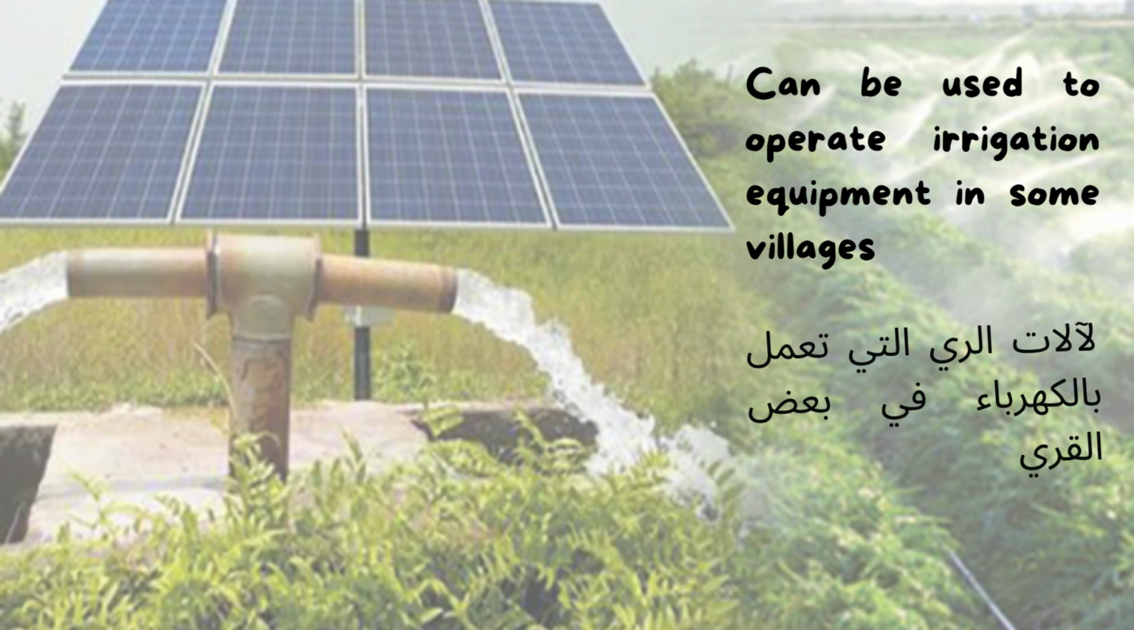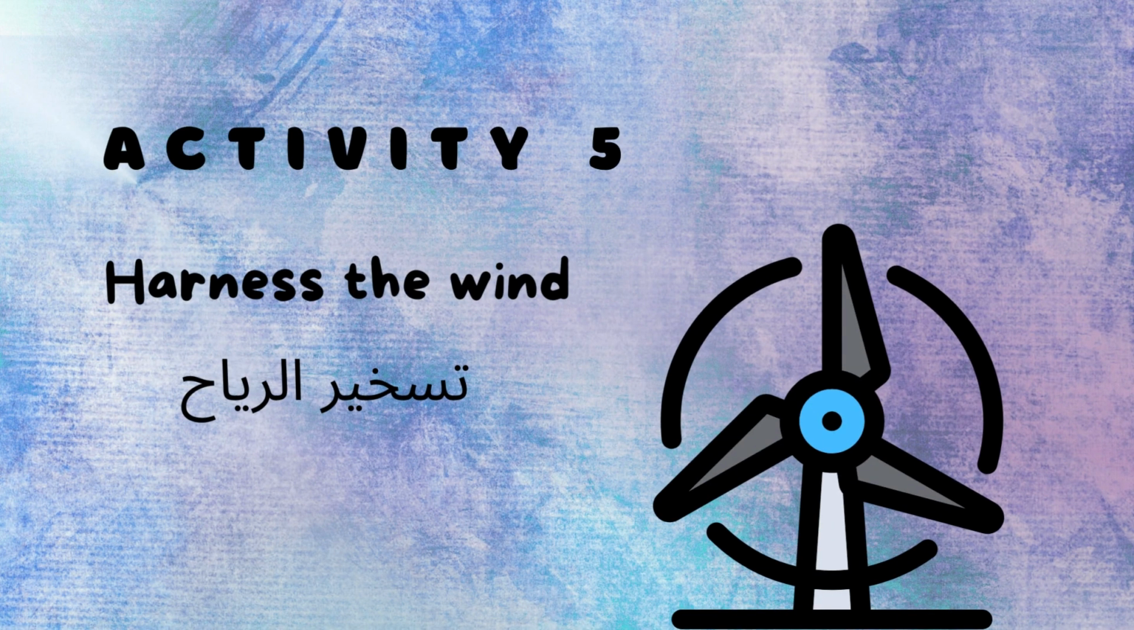So it needs electricity to be operated. Some of these irrigation equipment use electricity that is generated from the solar panel, okay? So here we can use electricity generated from the solar panels to operate irrigation equipment in some villages, some farms, okay? Okay, here we finish this activity and we will go to activity 5, harness the wind.